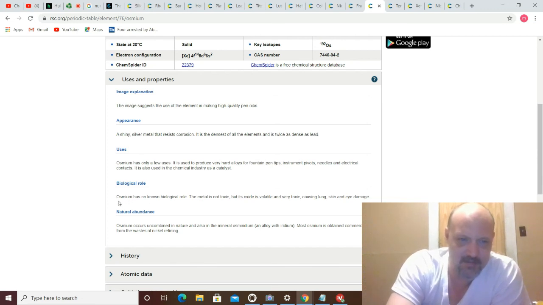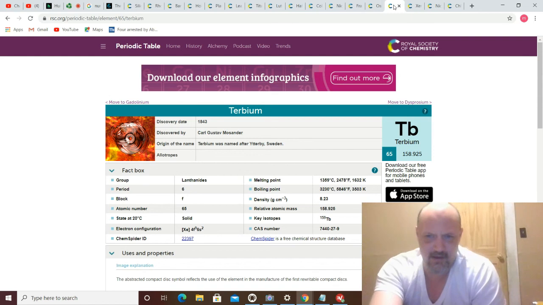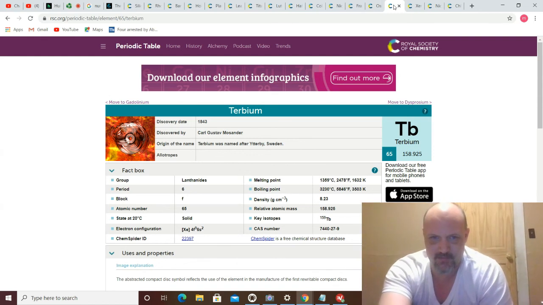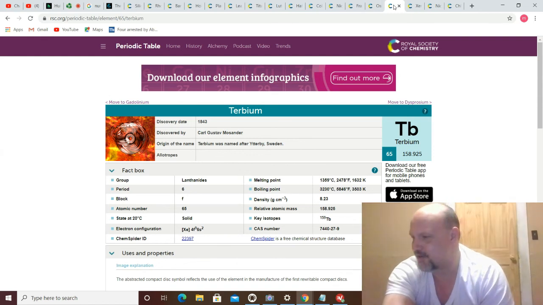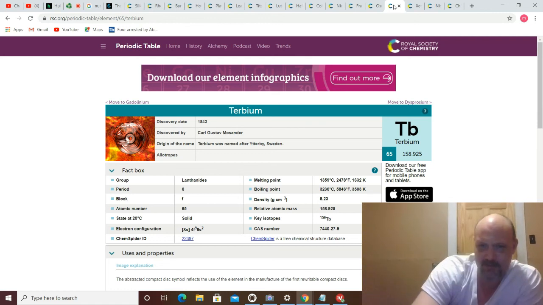Fountain pen tips. Instrument pivots, needles, and electrical contacts. That's good. It is also used in the chemical industry as a catalyst. No known biological role, but not toxic. So if we move on from that, you have atomic number 65, and that is terbium.